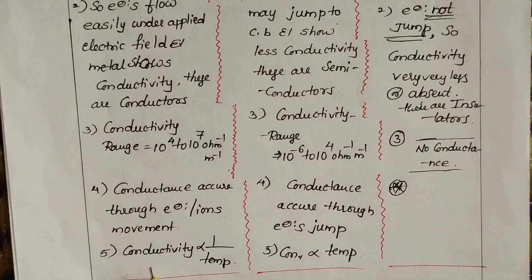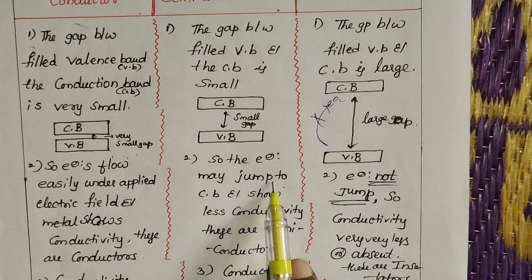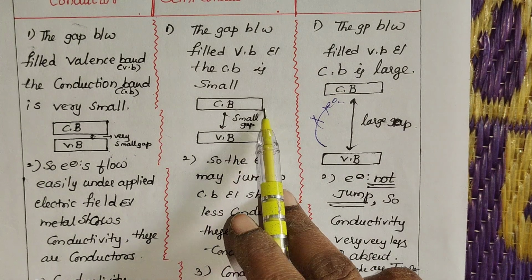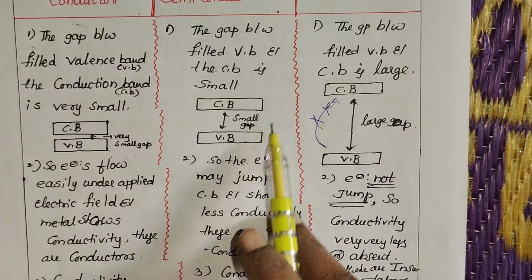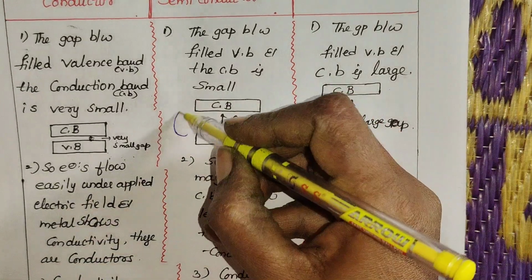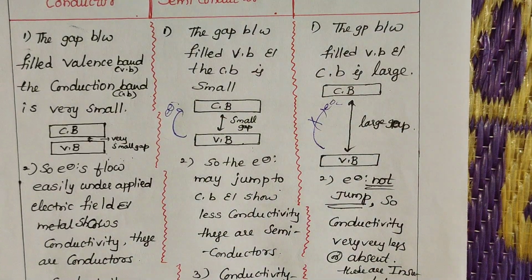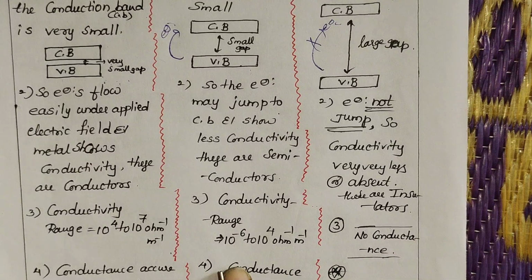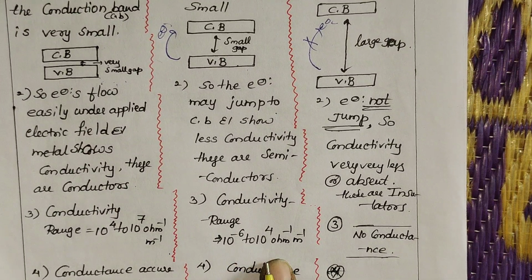Next, semiconductor. Semi means half, half of it behaves like a conductor. At the same time, the gap between the conduction band and valency band is somewhat there, that is why electrons may jump from here to here. From where to where? Valency band to conduction band. Next, the conductivity range also you have to remember: 10 power minus 6 to 10 power 4 is a semiconductor.